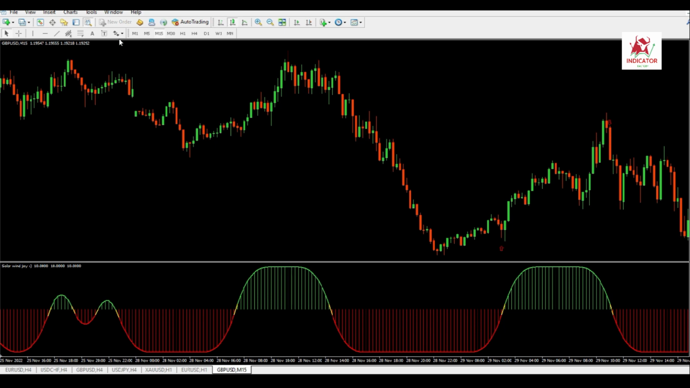We can combine the Solar Wind Joy indicator with any other confirmatory tool to trade. We are presenting a straightforward strategy that is standalone using the Solar Wind Joy indicator.